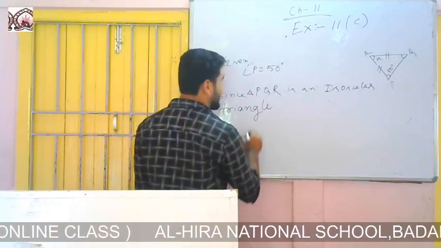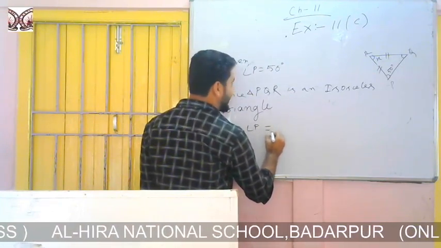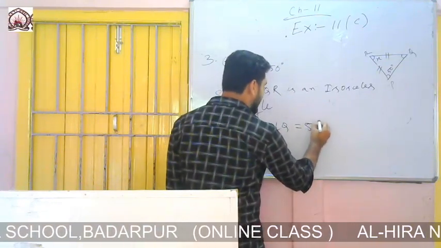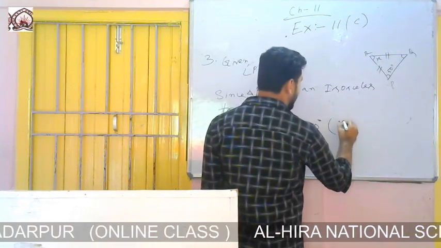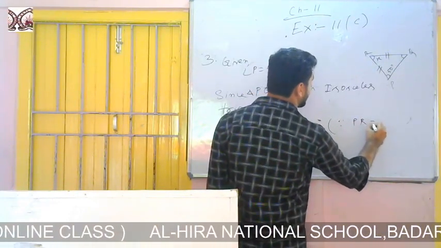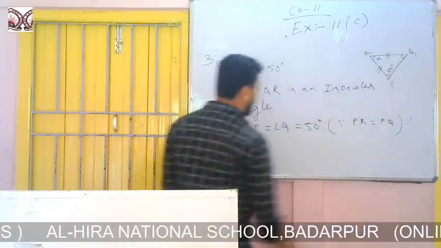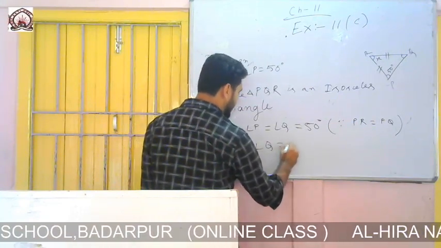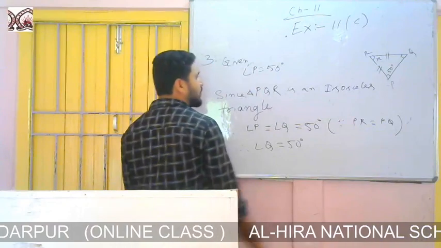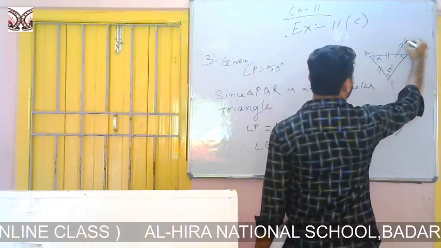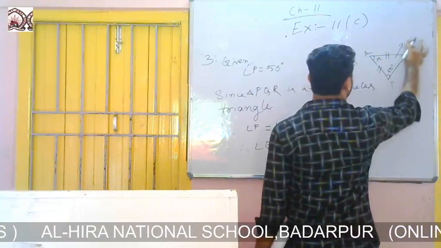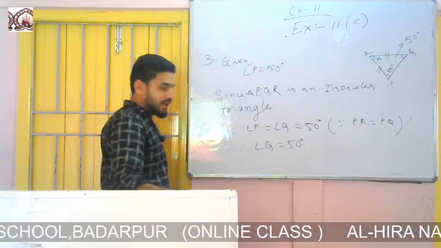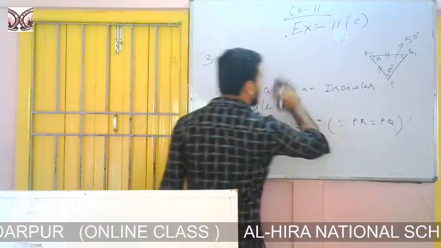therefore you can write angle P equals angle Q equals 50 degrees. Since PR equals PQ, here directly I can write angle Q equals 50 degrees. Now we know the measure of the two angles, it is 50 degrees. Then I can find the measure of the third angle.